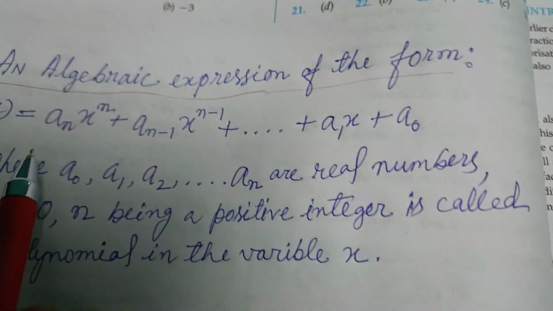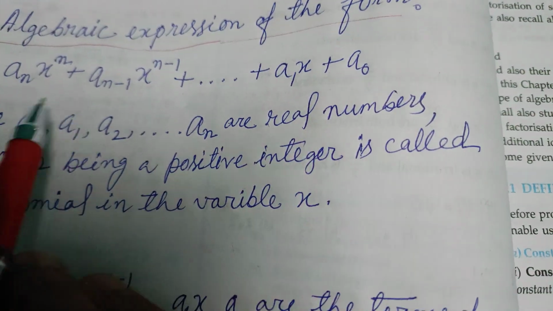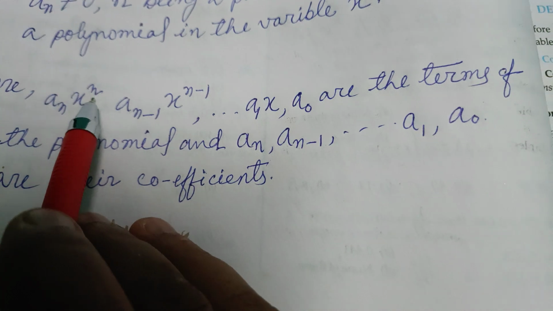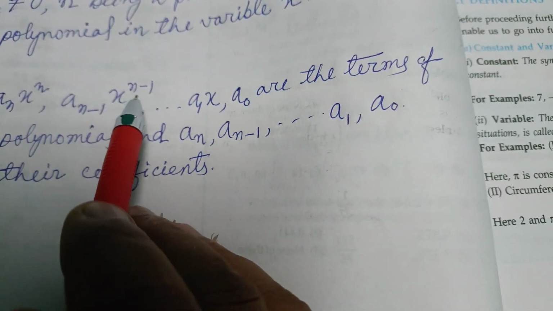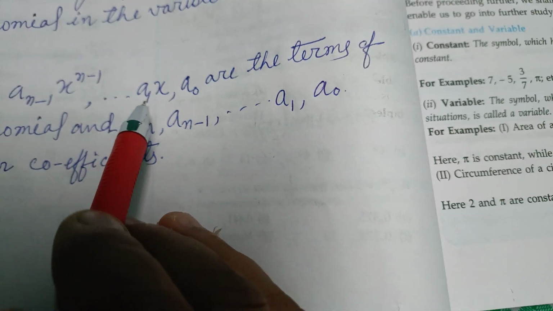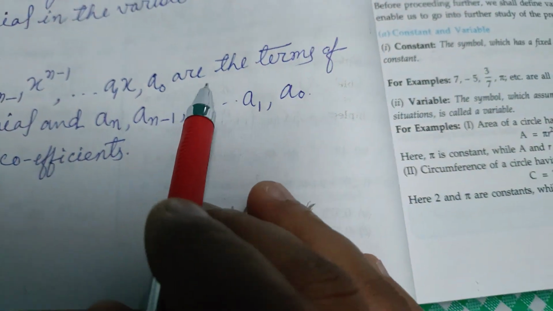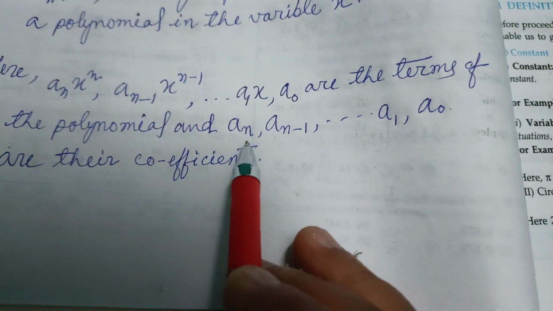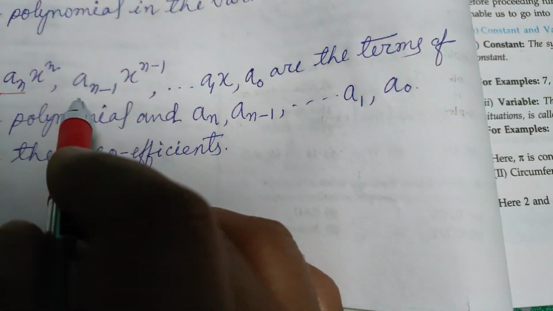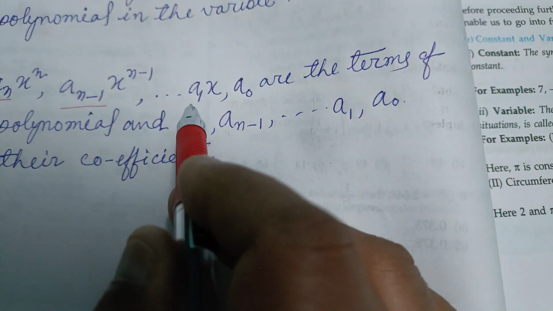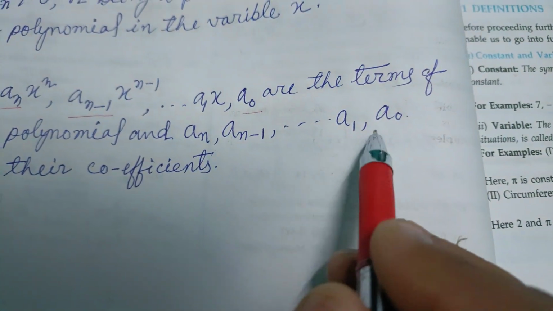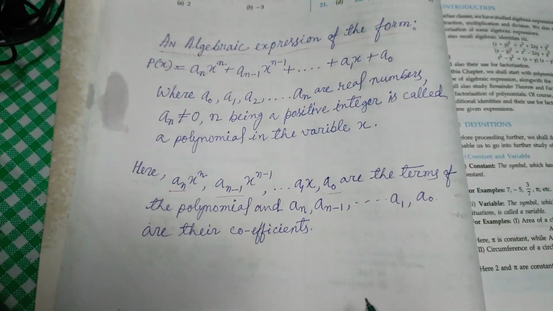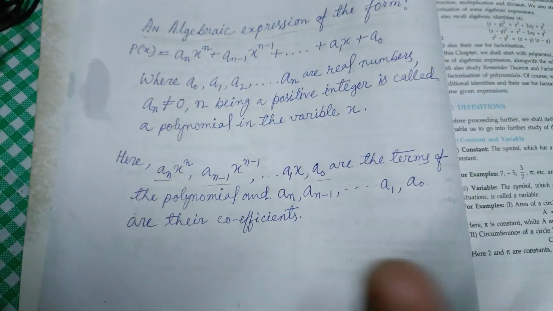So we have written this polynomial in terms of the variable x. Clear? And here an x to the power n, an minus 1 x to the power n minus 1, up to a1 x and a naught are the terms of the polynomial. Clear? An, an minus 1, a1, a naught are actually the coefficients of the given variable. So this is the actual definition of the polynomial.